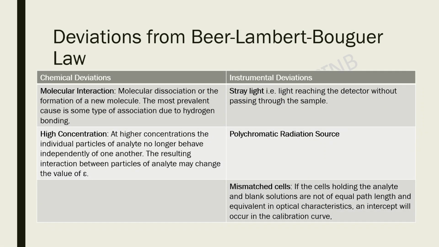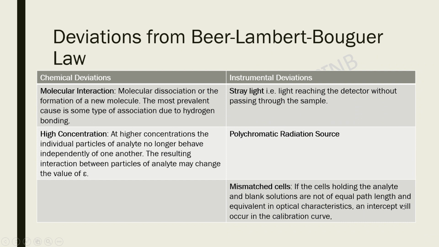Deviations from the Beer-Lambert-Bouguer law. There are basically two types of deviations, chemical deviations and instrumental deviations. Chemical deviations can be because of molecular interaction, that is, dissociation or formation of a new molecule due to hydrogen bonding, or they can be due to high concentration. Basically, at high concentration, the individual particles of analyte do not behave independently. Thus, the resulting interaction between particles may change the value of the molar absorptivity constant.